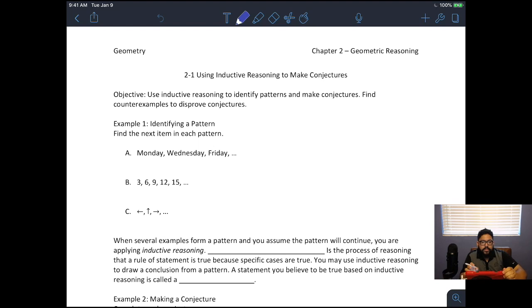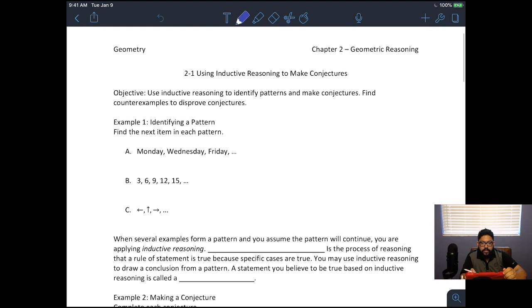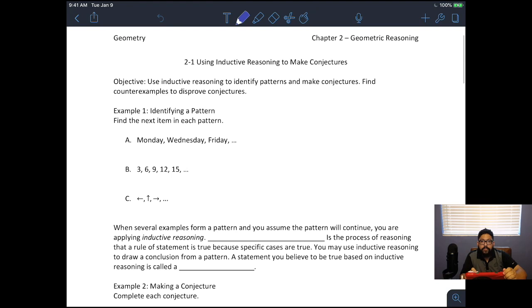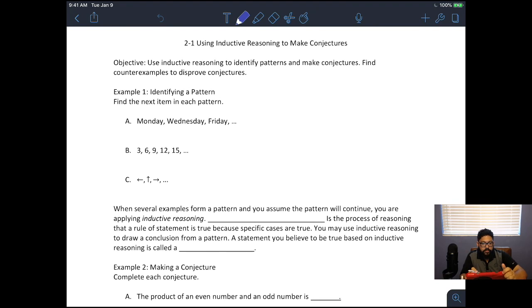Our objective is to use inductive reasoning to identify patterns and make conjectures, and find counterexamples to disprove conjectures. So the first thing we're going to do is simply identify a pattern. It says find the next item in each pattern. So we're going Monday, Wednesday, Friday. What is the pattern that's happening?